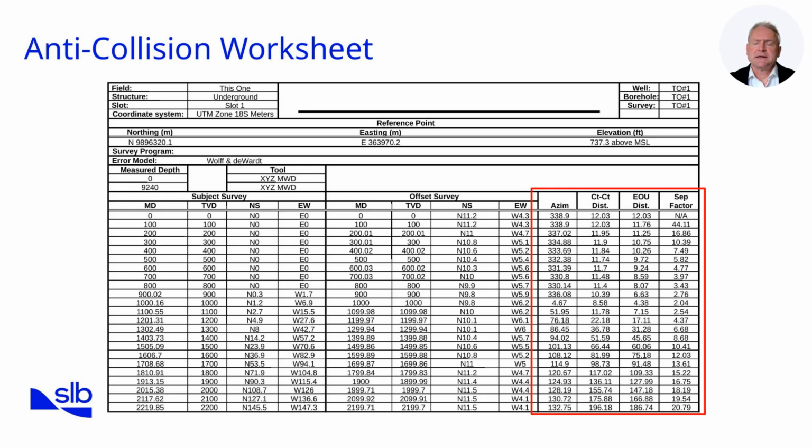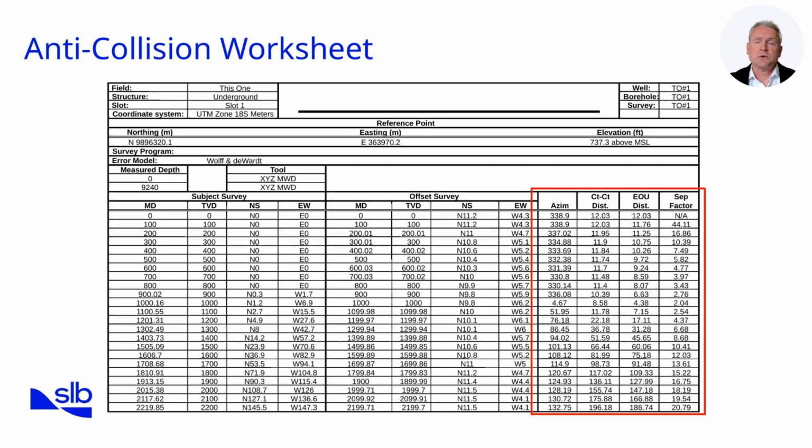Then we have the center-to-center distance. To the right of this is the EOU distance. That is the distance from the edges of the error ellipses. You can see that initially this starts at 12.03 feet and reduces to as low as 4.38 feet. This is because as we gain inclination, the errors increase rapidly. Although our planned well is vertical to 900 feet, it is clear that the offset well has already deviated.